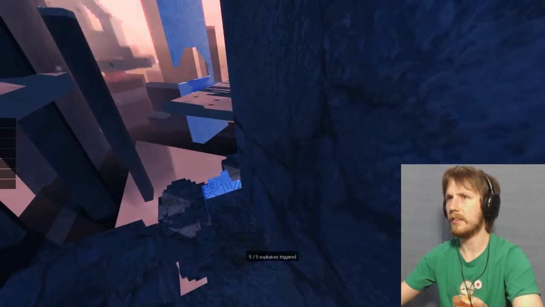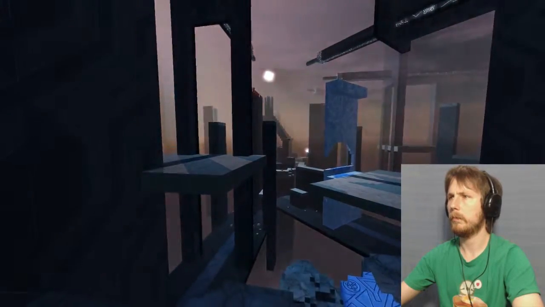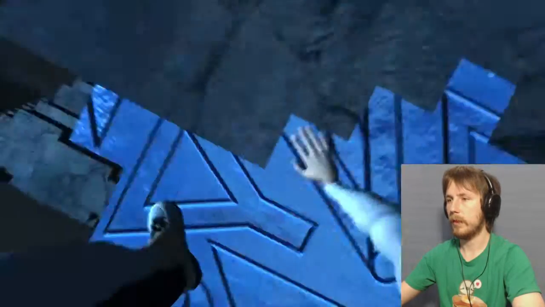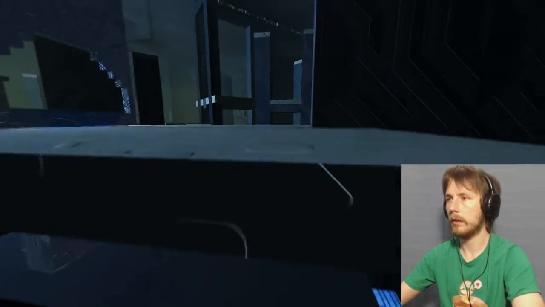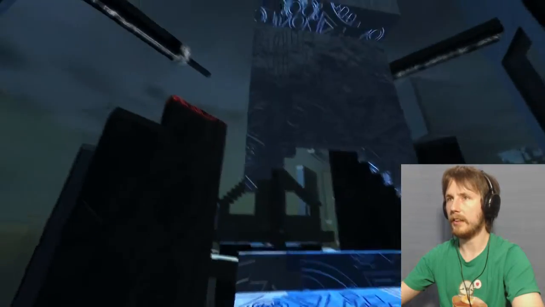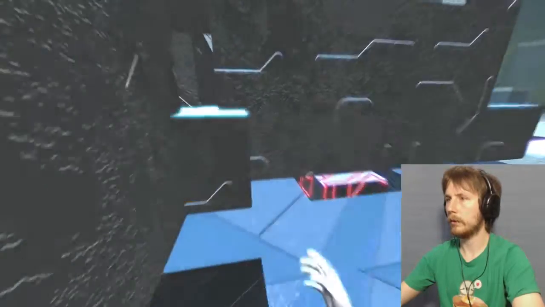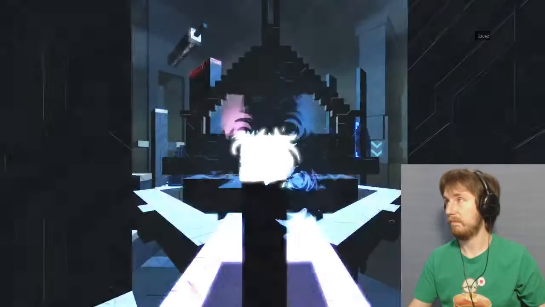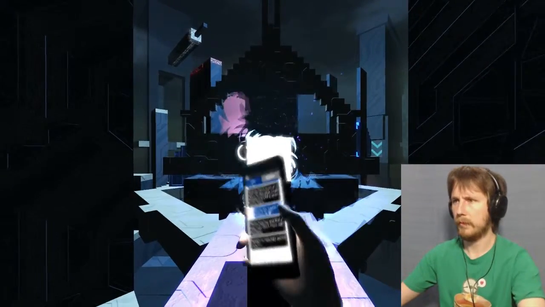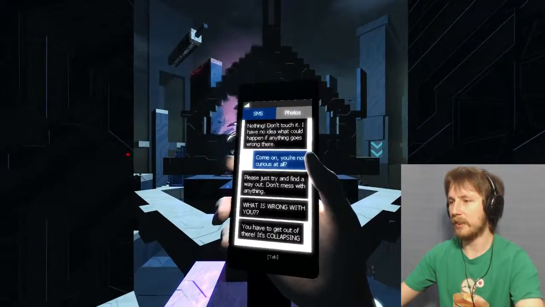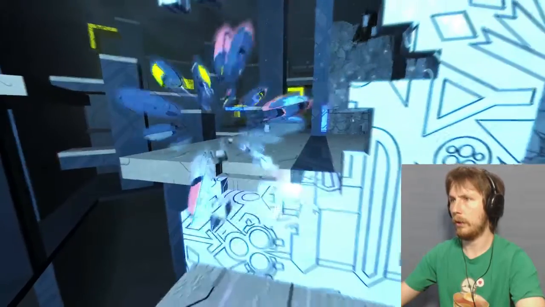I did not find this last note. Oh! Giant tesseract? Let's see what we got here. Level's over? What is wrong with you? You have to get out of there. It's collapsing. Where?